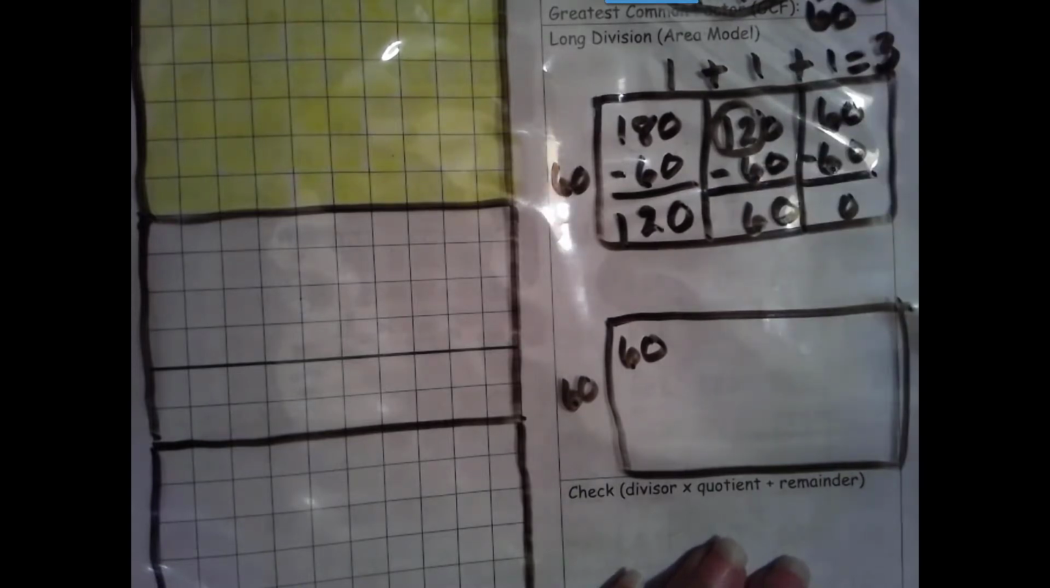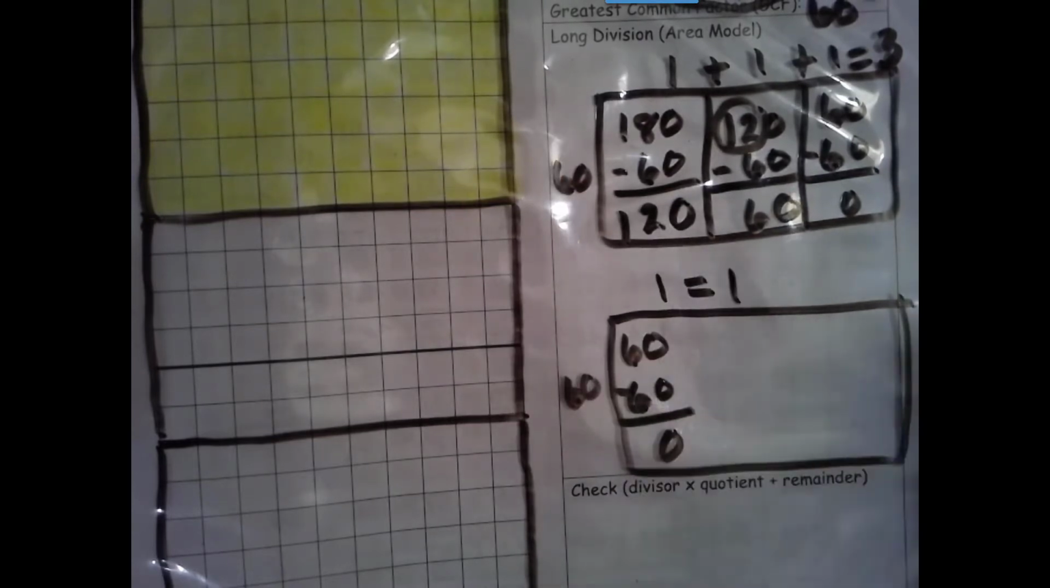Okay, again, I can take out one group of 60. Numbers the same, 0's a game. 12 take away 6 is 6. And then my last group of 60 I can take out. Numbers the same, 0's a game. 1, 2, 3. Okay, here 1 times 60 is 60. Numbers the same, 0's a game.